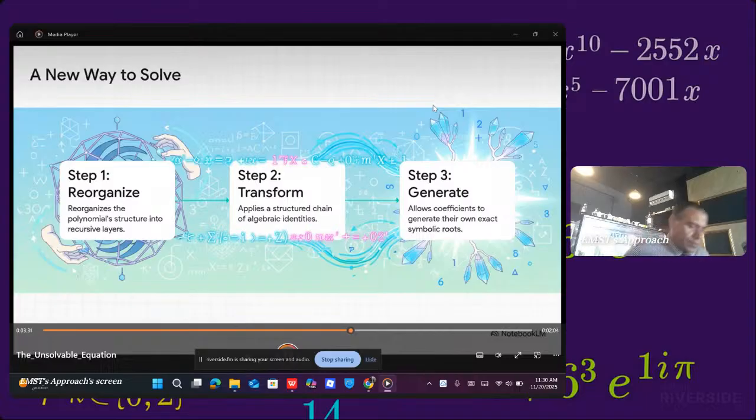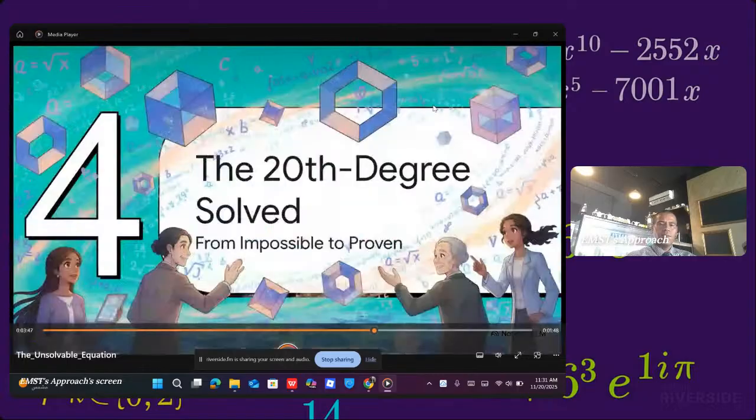First, it completely reorganizes the equation's internal structure. Then, it applies this chain of recursive transformations. And finally, and this is the brilliant part, it gets the equation's own numbers, its coefficients, to basically generate their own exact roots. It's a totally different way of thinking about the problem. And the result of all this new thinking? The 20th degree equation solved, a feat that generations of mathematicians thought was literally impossible.